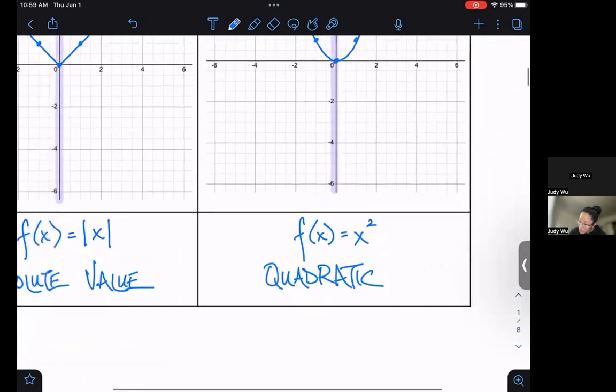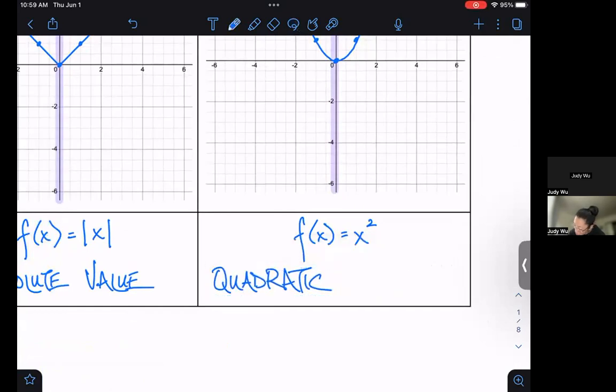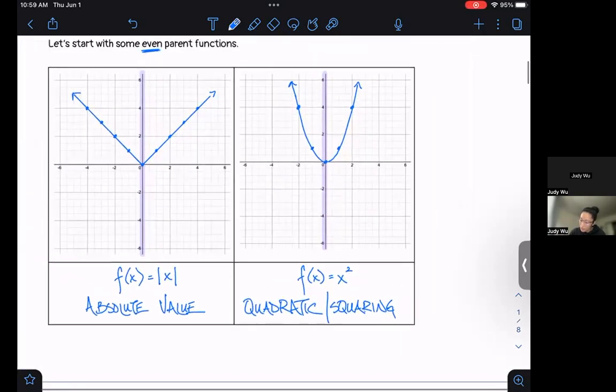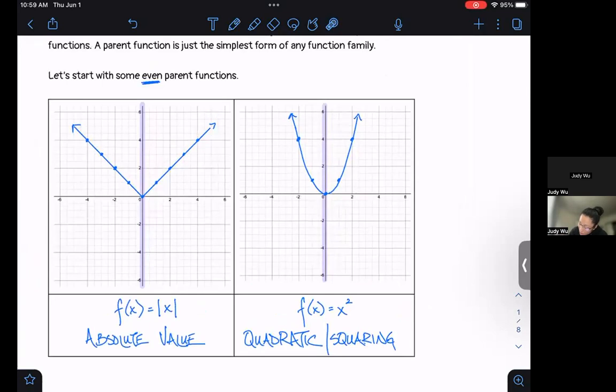You might also hear this called the squaring function, because you're squaring your x values. But in both of these pictures, you can see that we have that line that we can fold the function over. Being able to fold over that line is exactly what an even function looks like.